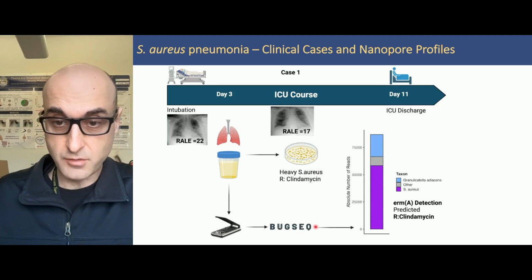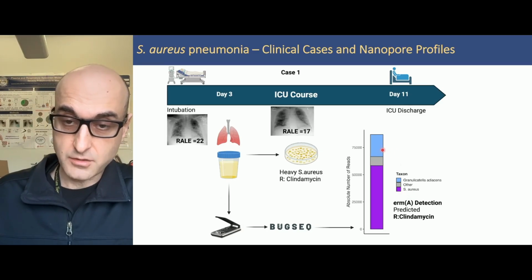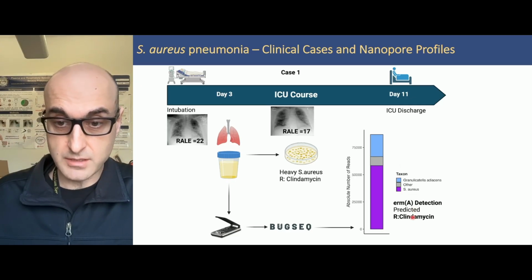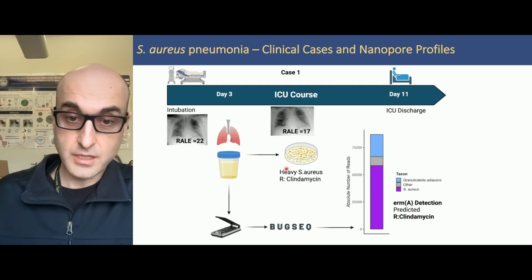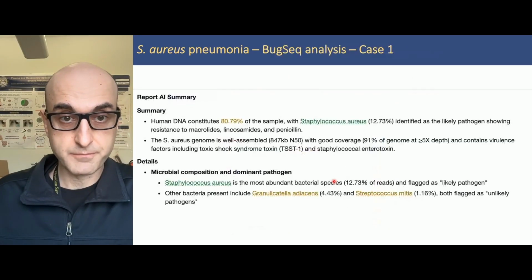Processing this through BugSeq, we found high abundance of Staph aureus and also some oral taxa, as well as high levels of detection of the ERM-A gene that confers resistance to clindamycin. So pretty good agreement with the cultures. This patient had an appropriate diagnosis by both methods and improved with antibiotics.